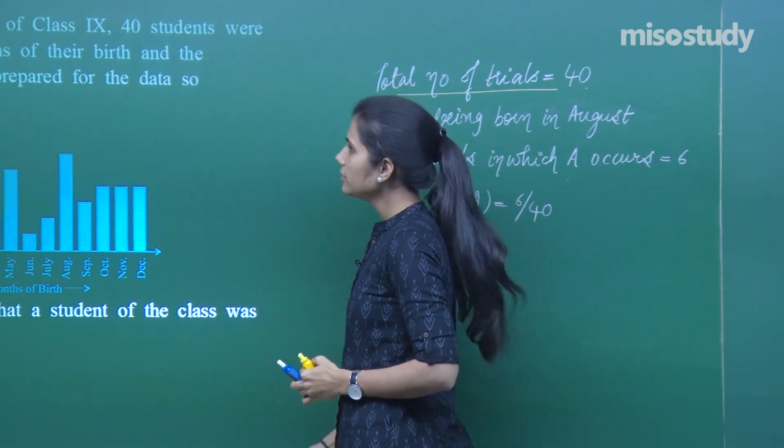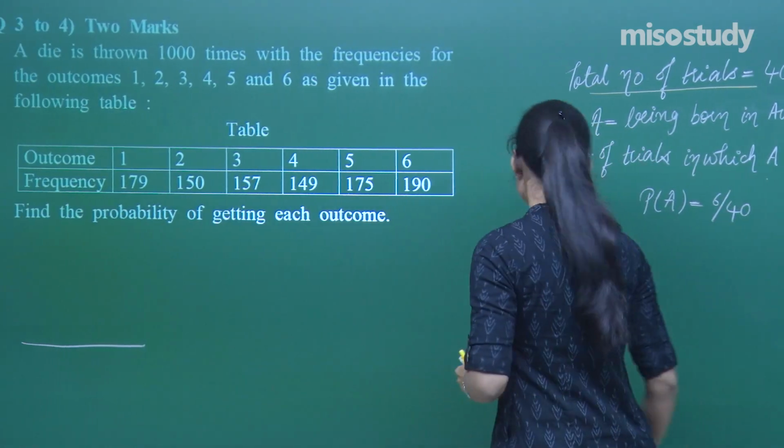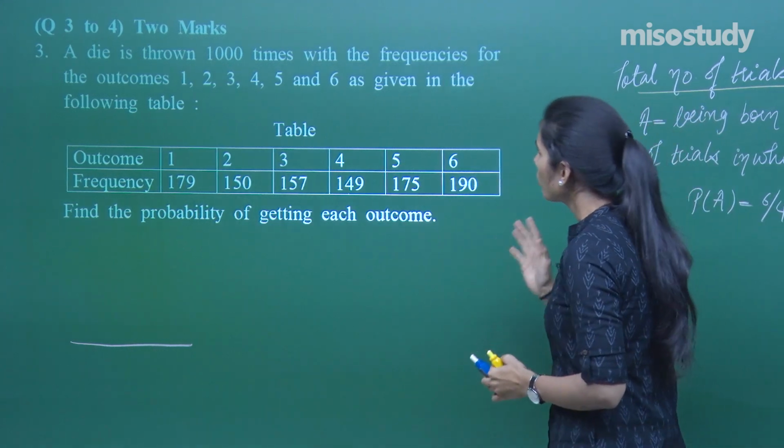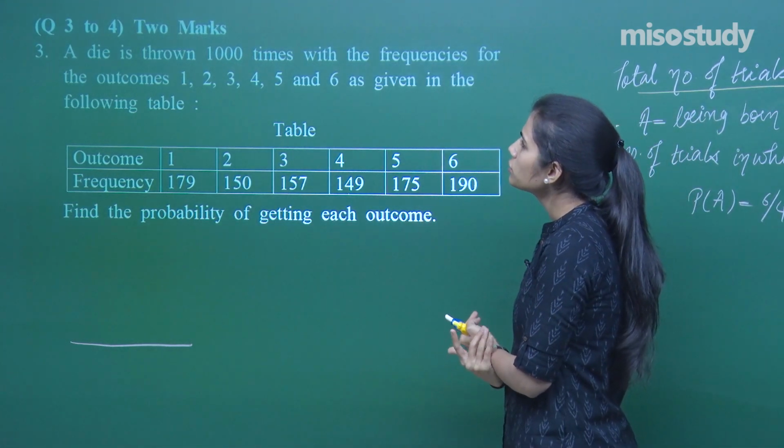Is it clear? Let's look at the next question. A die is thrown 1000 times with the frequencies for the outcomes 1, 2, 3, 4, 5 and 6.